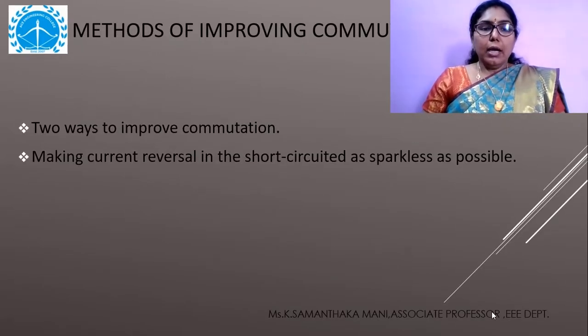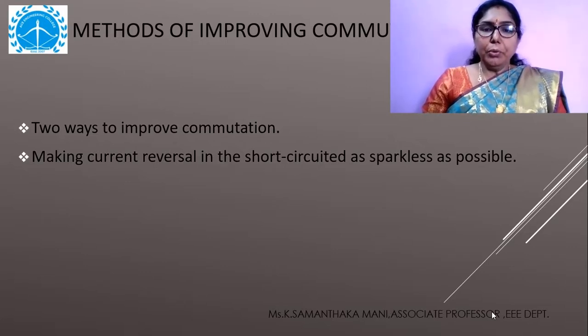There are two ways to improve the commutation. In either way, the current reversal has to be done completely by the end of the short circuit of the coil concerned. This leads to sparkless commutation, which is nothing but improved commutation. We can say that there is good commutation in the DC generator.